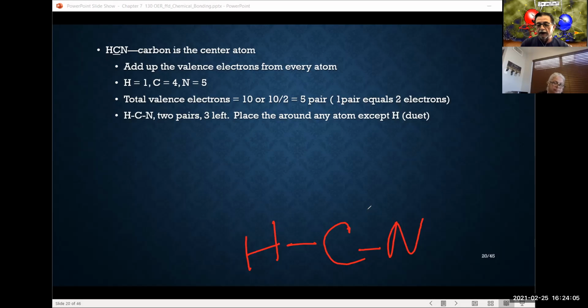And so now I have 3 pairs left, and I got to put them someplace. And you can put them anywhere you want. Now, can I put them on the hydrogen? I cannot. Why? Because the hydrogen, remember, has a duet rule. So I cannot put any more on the hydrogen. Here's a question.